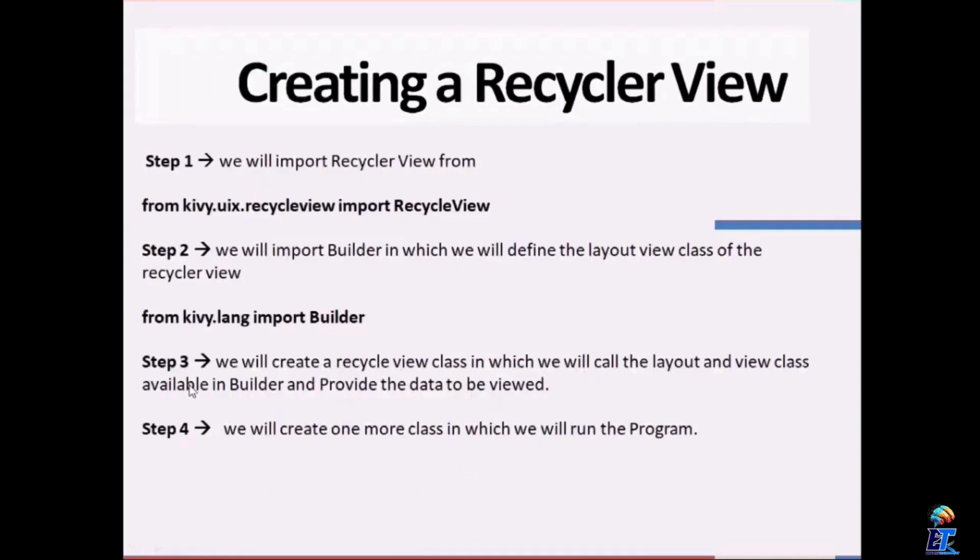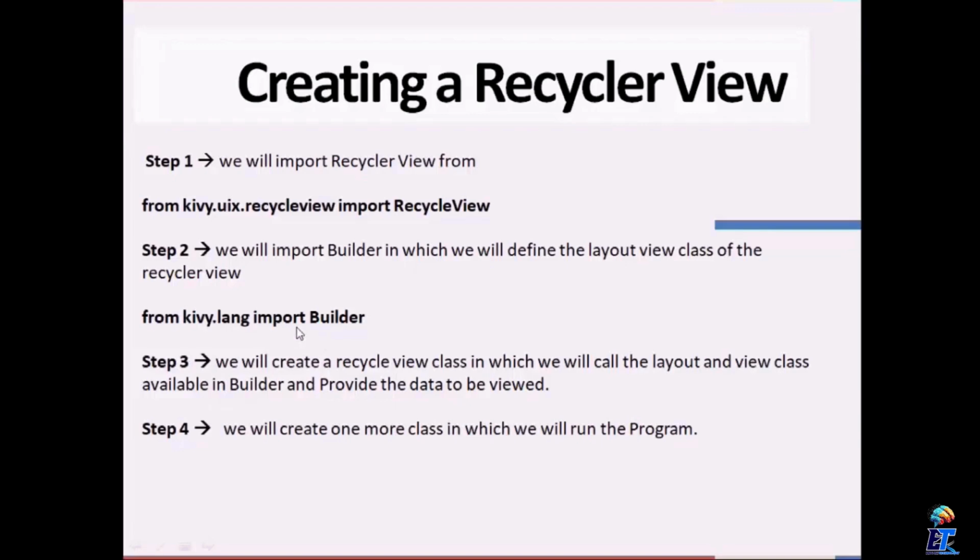So how are we going to create a RecyclerView? Let's discuss the code. First, we'll import the RecycleView from kivy.uix.recycleview. Then we are going to import the Builder, in which we are going to define the properties of the RecycleView such as height, the item which we are going to display, either a text or a button, followed by the y axis value. All the steps we are going to define in the Builder.